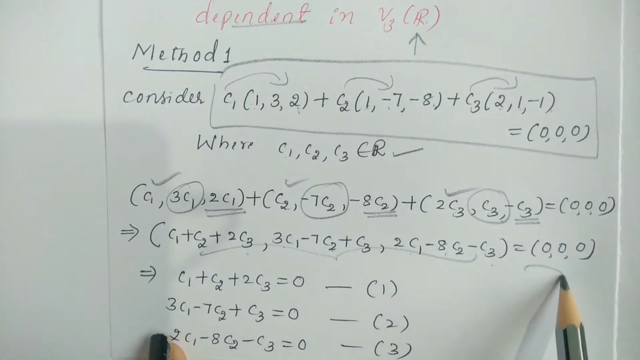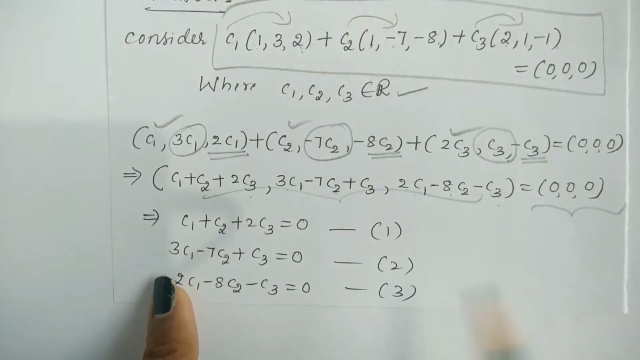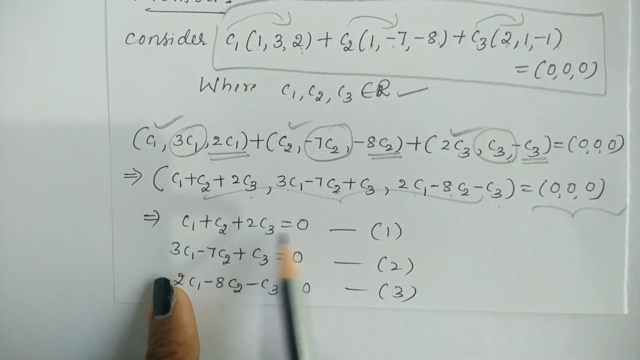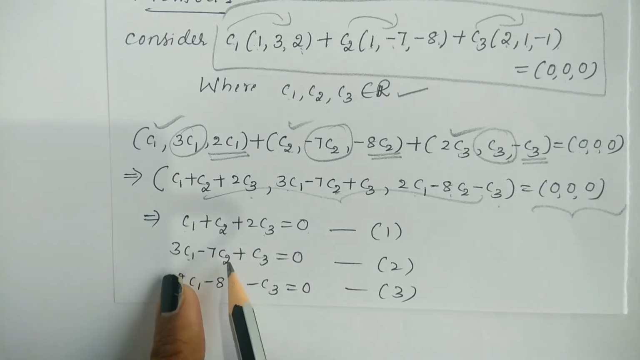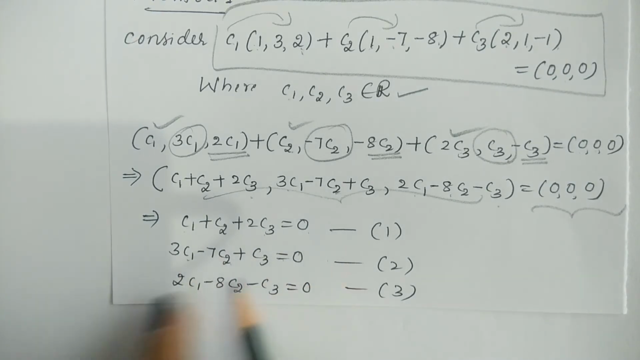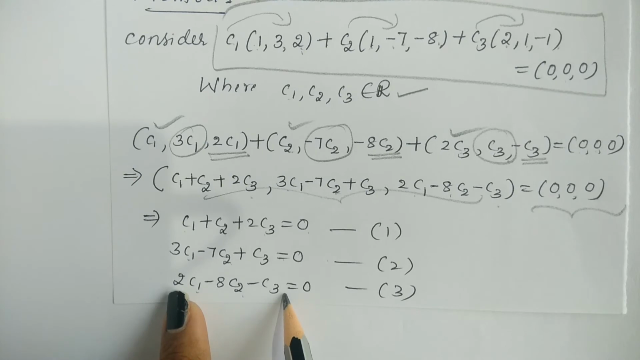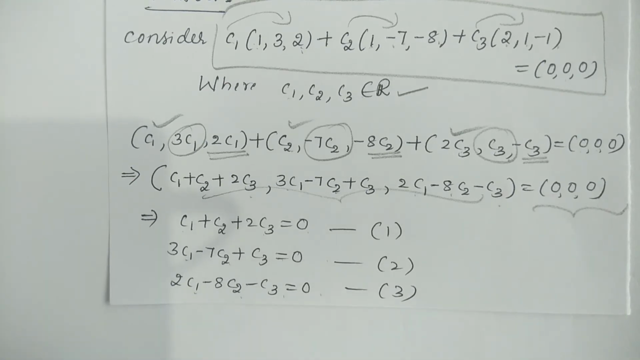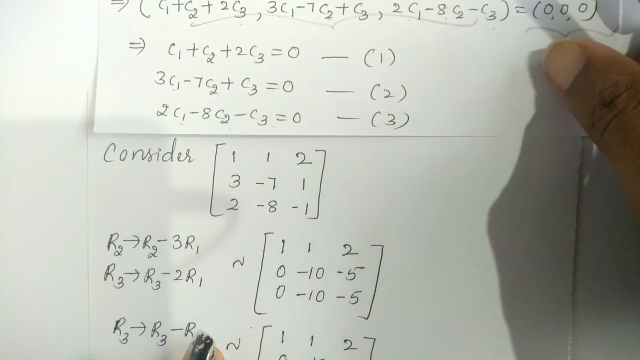Here we have a triplet, here we have a triplet. Equate. We get 3 equations. C1 plus C2 plus 2C3 equal to 0. 3C1 minus 7C2 plus C3 equal to 0. 2C1 minus 8C2 minus C3 equal to 0. We get 3 equations. So next, for that, consider the matrix.